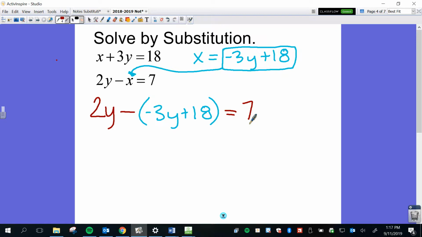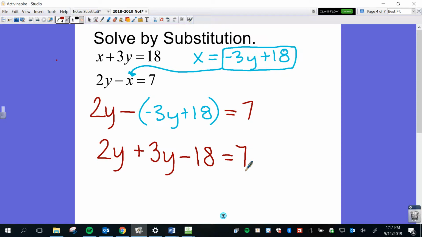Okay, now I simplify. Now remember, these parentheses are so important because they show that I'm subtracting this whole thing. So think about this. 2y minus negative 3y. What do you know about minus negative? It's positive, right? So minus negative 3y is really going to be plus 3y. And I'm going to have minus 18. So that's just going to be literally minus 18, right? Equals 7.